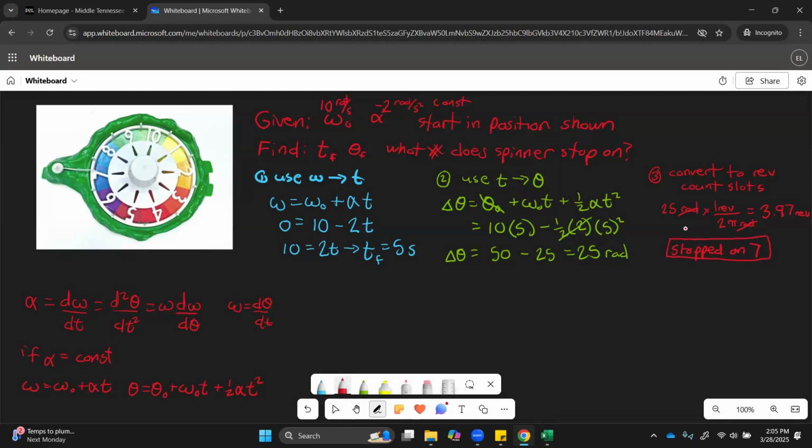So any questions on this problem using the constant acceleration equations for fixed axis rotation?